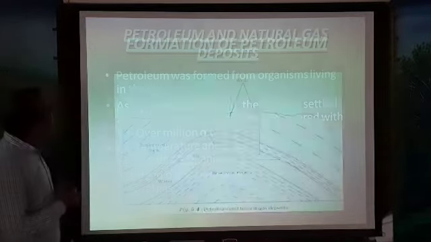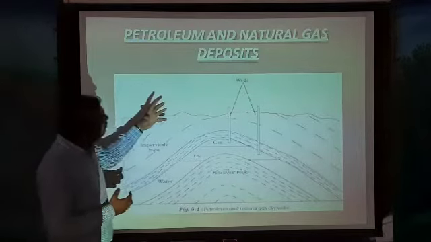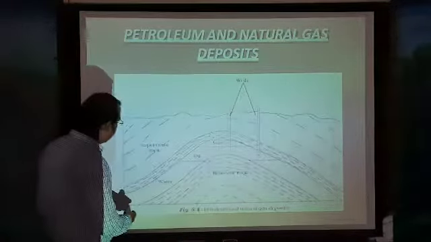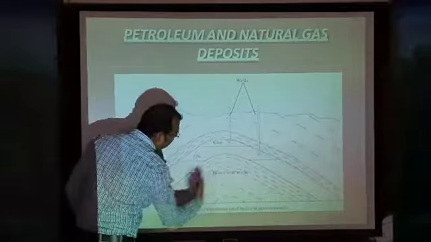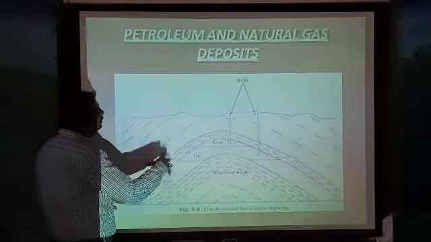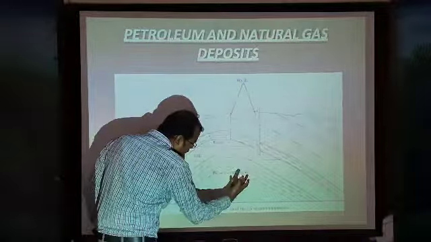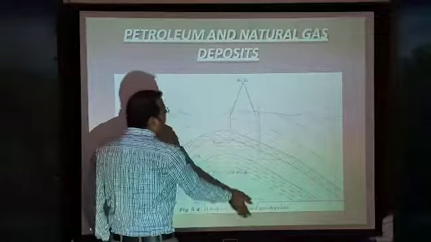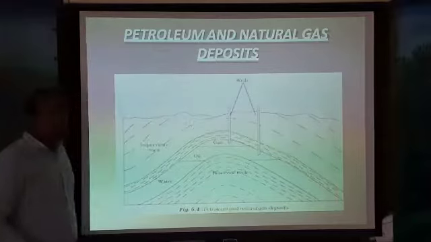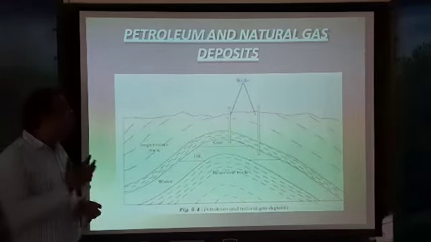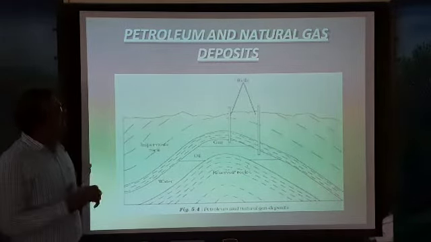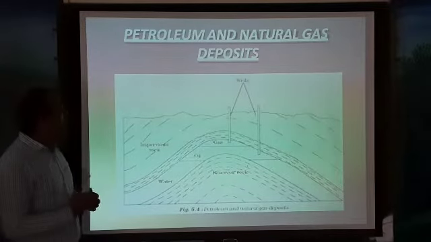Okay, next. So this is how it looks. Here is the sea, and under the bottom of the sea the petroleum is generated. It can be lifted by using different kinds of machines. This is how natural gas and petroleum are obtained.